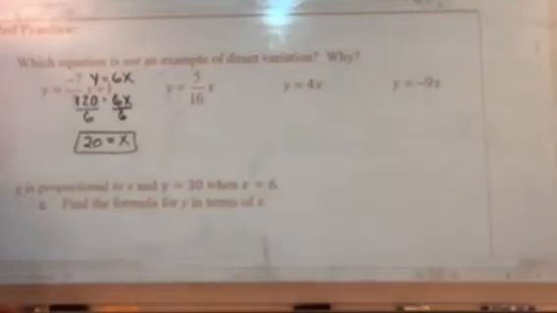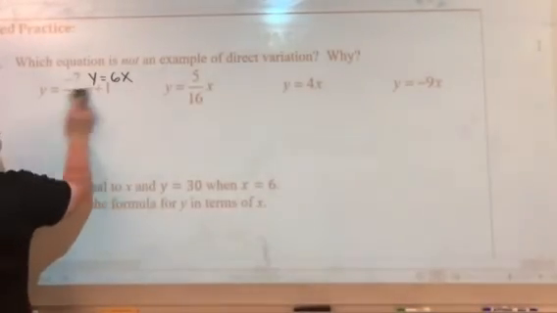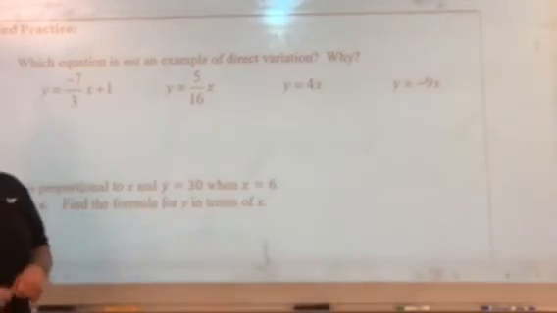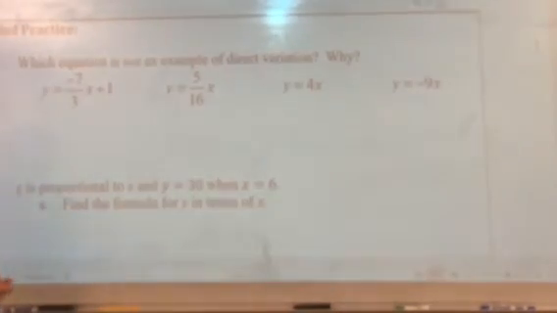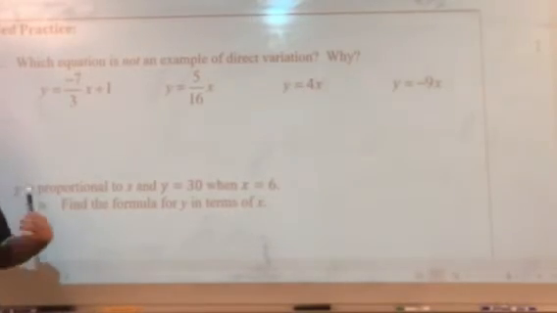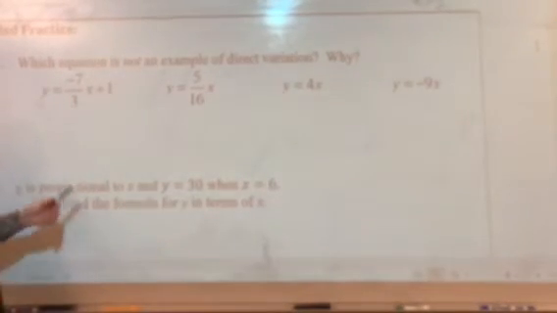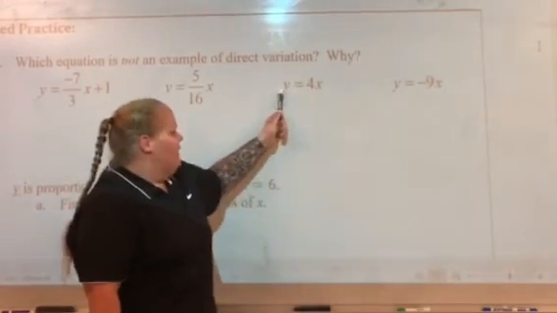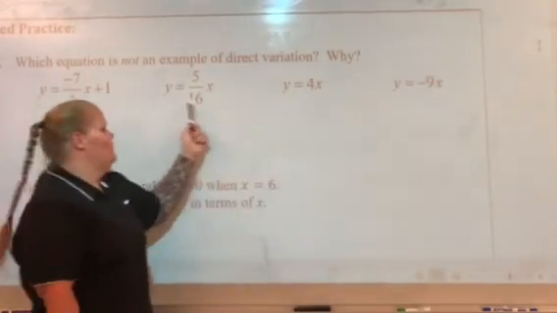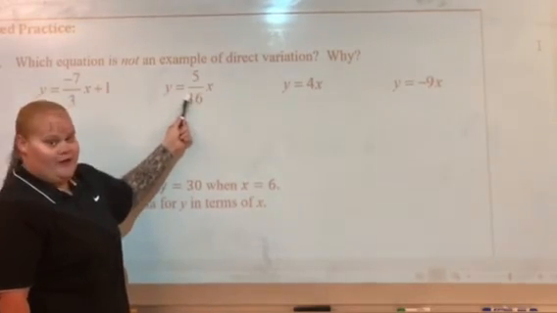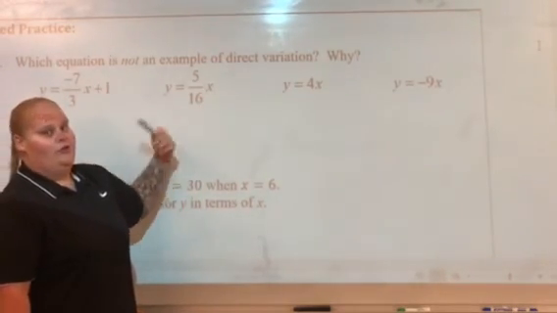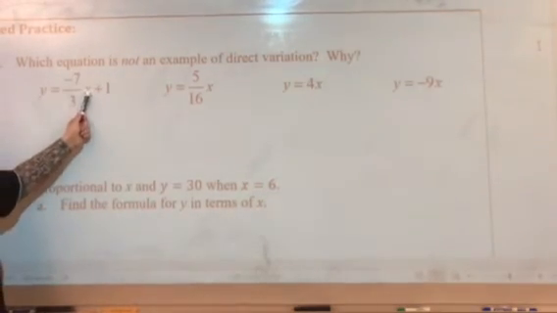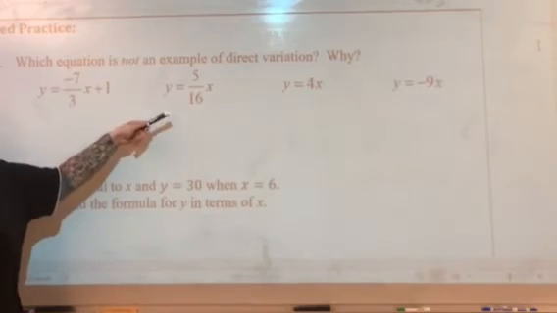This is going to be the last one we look at for this video. It says, which equation is not an example of direct variation and why? If you look at all of these choices, they all look very similar. We have y equals something times x, y equals something times x, y equals something, even though it's a fraction, times x. The only one that's different is y equals something times x plus another number.